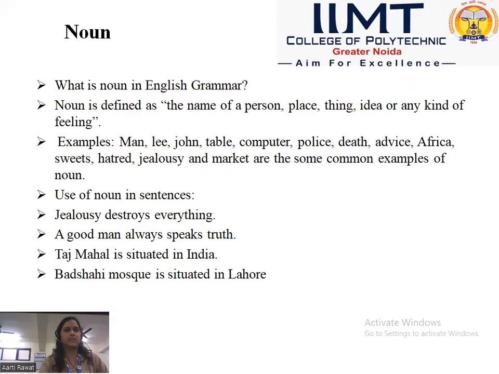Now we are discussing noun. What is a noun in English grammar? A noun is defined as the name of a person, place, thing, idea, or any kind of feeling. Examples, just like man, lead, June, table, computer, police, death, advice, Africa, sweets, hatred, jealousy, market are some common examples of noun.